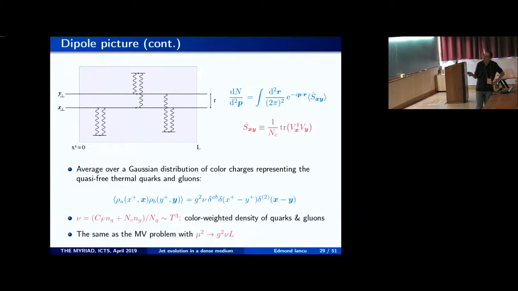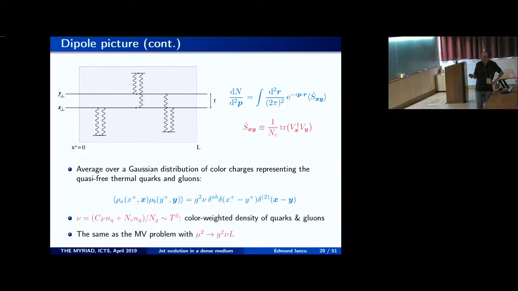And my physical transverse momentum Brownian distribution, so the distribution of the produced particle in terms of p⊥, can be obtained as a Fourier transform of the dipole S-matrix, S(x,y), with r being the dipole size. And this dipole S-matrix is a trace of the product of two Wilson lines, one for the quark and one for the antiquark, divided by Nc.